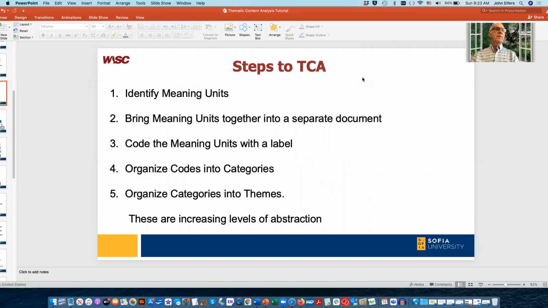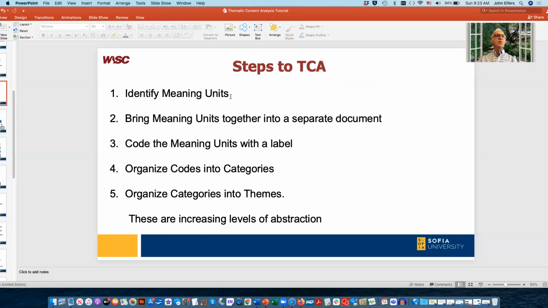So here are the steps to a thematic content analysis. I'm outlining them here to give you an overview. And then after this, I'm going to go through each one individually and give you a lot of examples. But I want you to see the overall process. So the first thing we do in a content analysis is identify meaning units.